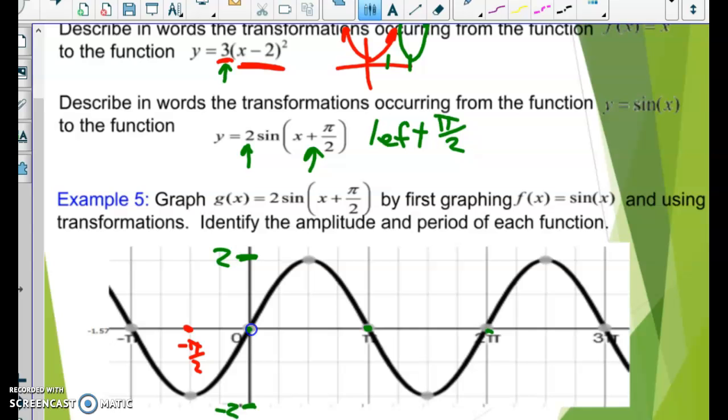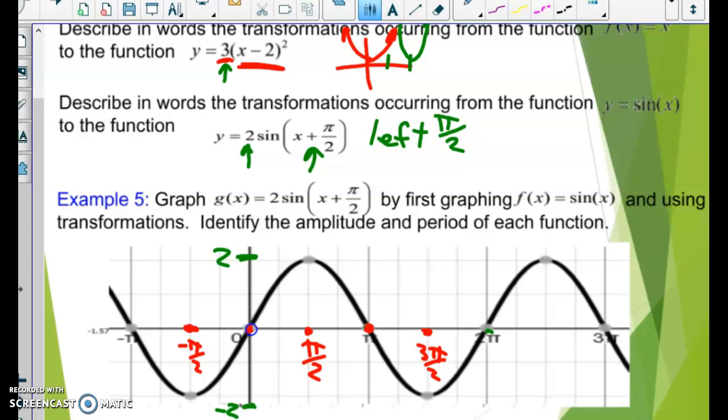And we know that our period is still going to be 2 pi. So here, 3 pi over 2 is where that period ends. If we look halfway between there, we know in here is going to be positive pi over 2. Here's 0, here's pi. And so we have the 5 points that we use to graph the sine.